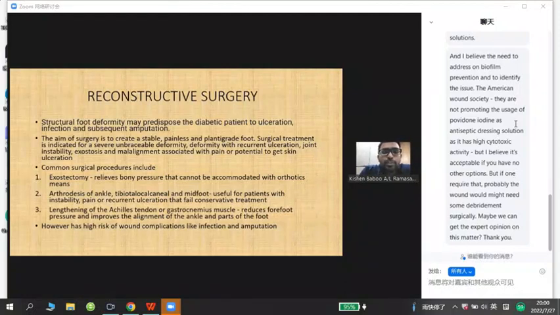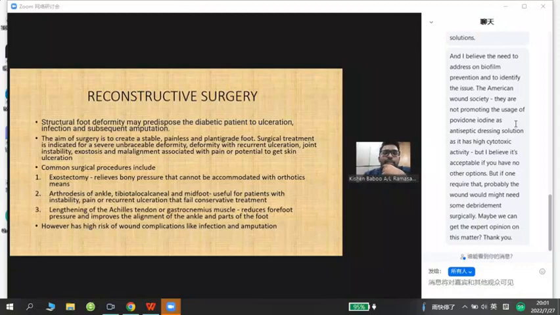which relieves bony pressure that cannot be accommodated by any other means. Arthrodesis of the ankle, where they fuse your ankle joint together, or your tibial and other midfoot joints, therefore you can't move that particular joint. Therefore, it's quite stable, so it increases the stability of the joint, and also reduces the pain over the particular joint. Another operation that can be done is lengthening of the Achilles tendon, which reduces the forefoot pressure and improves the alignment of the ankle.